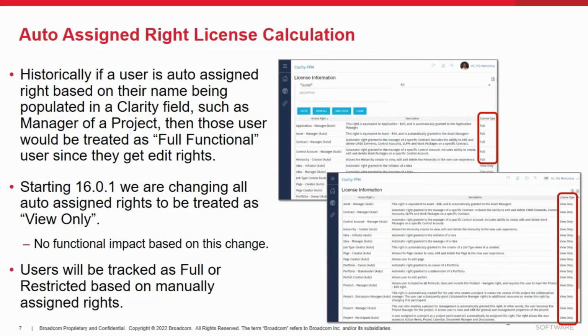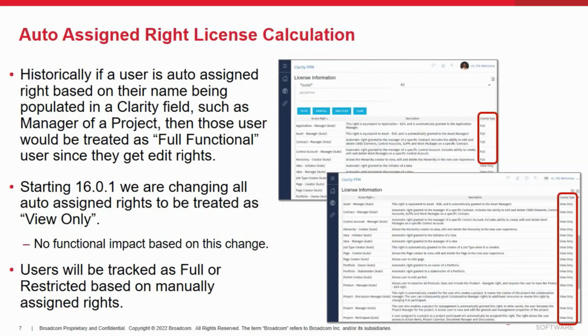So this skewed their license count. As part of that request from the customers, the change we are making in 16.0.1 is all auto assigned rights will now be treated as view only. These changes are only for license calculation. There is no functional impact, which means whatever function a user could do in Clarity once assigned these auto rights, they will continue to be able to do that in 16.0.1. This is only how those licenses get counted from a license perspective.